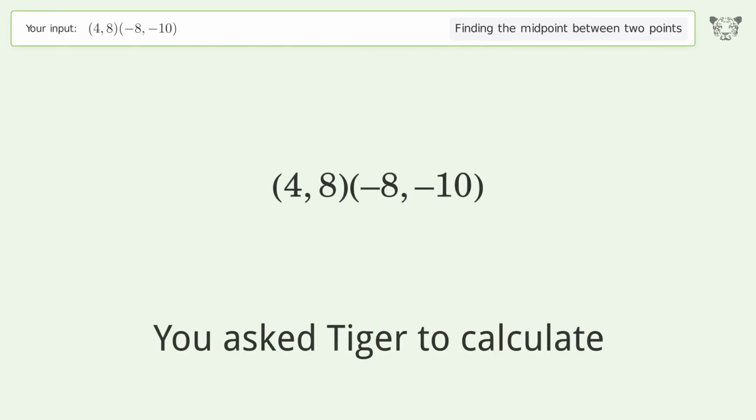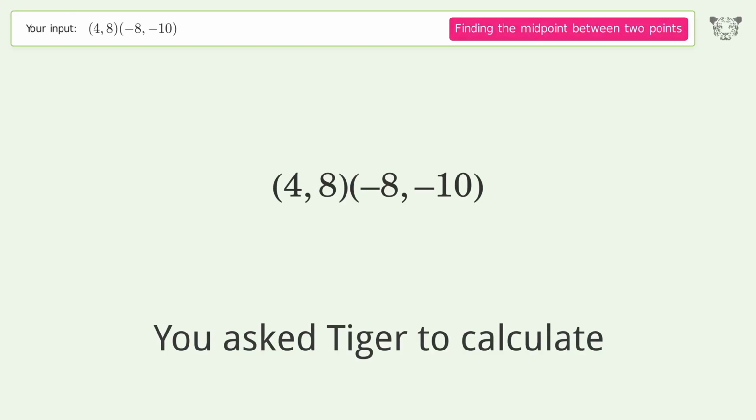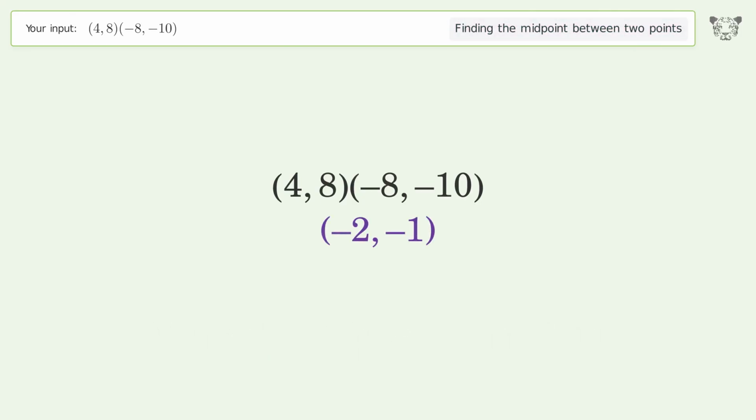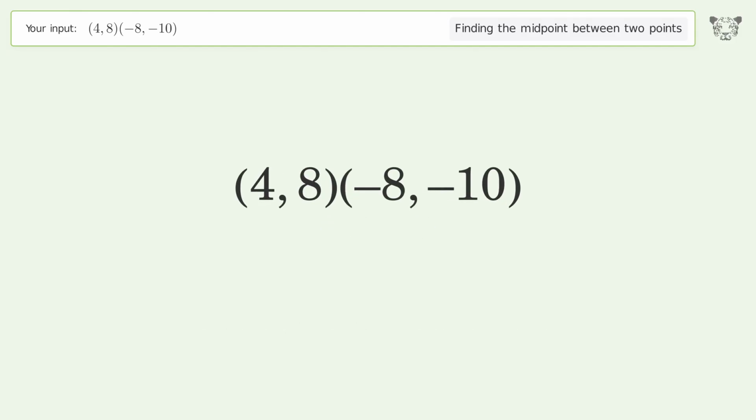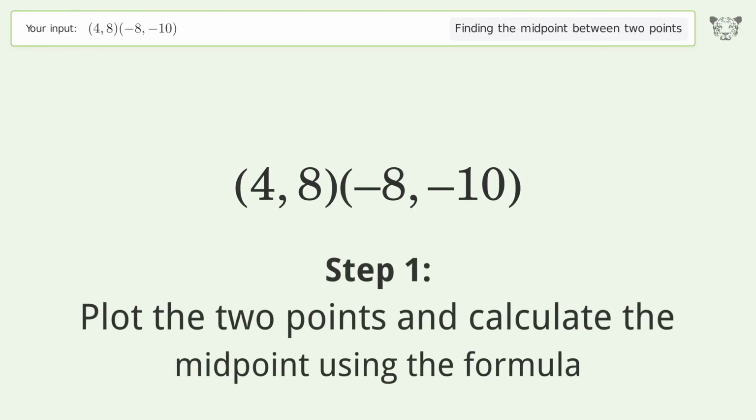You ask Tiger to calculate. This deals with finding the midpoint between 2 points. The midpoint between the 2 points is -2, -1. Let's solve it step by step. Plot the 2 points and calculate the midpoint using the formula.